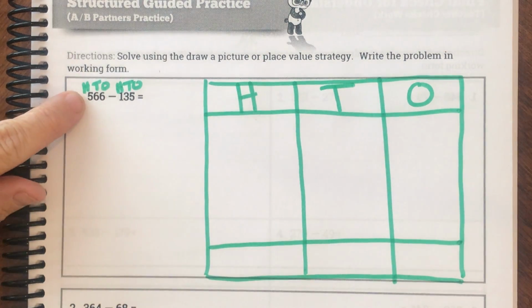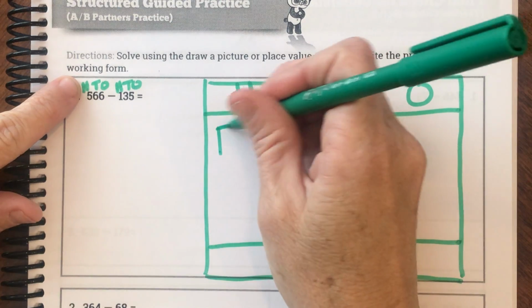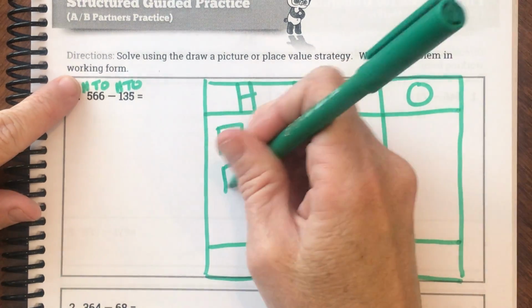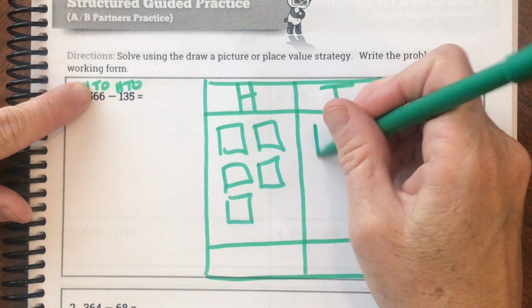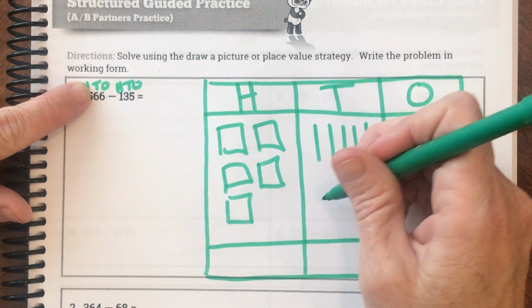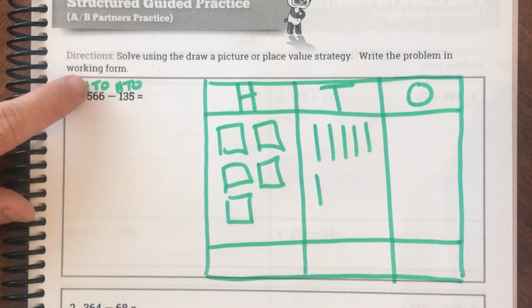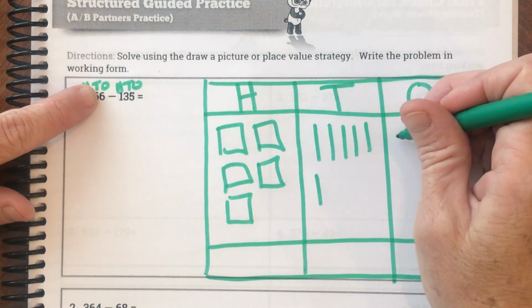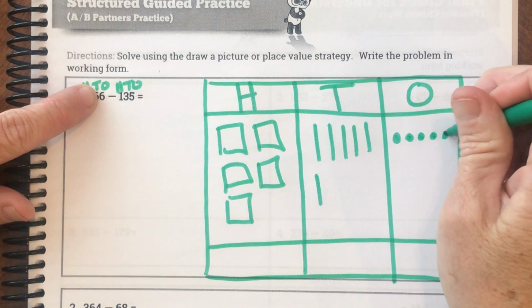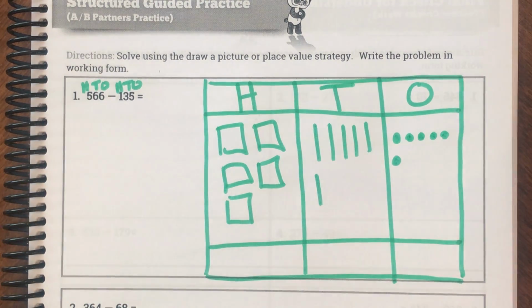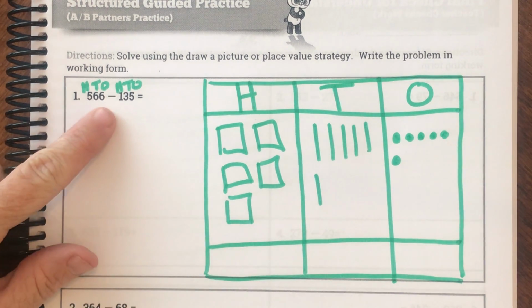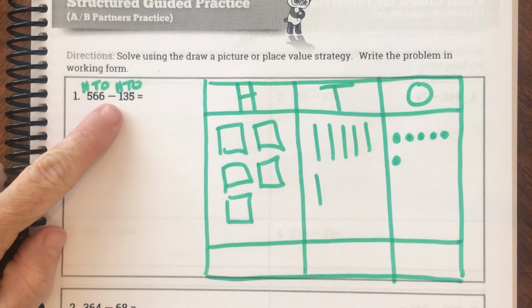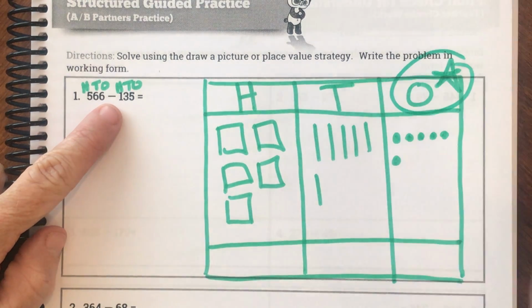Okay, so my minuend has 5 hundreds, so let's draw them. 1, 2, 3, 4, 5. Has 6 tens. 1, 2, 3, 4, 5, 6 tens. And it has 6 ones. 1, 2, 3, 4, 5, 6. Okay. So we drew our minuend, or our starting number, or what we have, and now they want us to subtract 134.